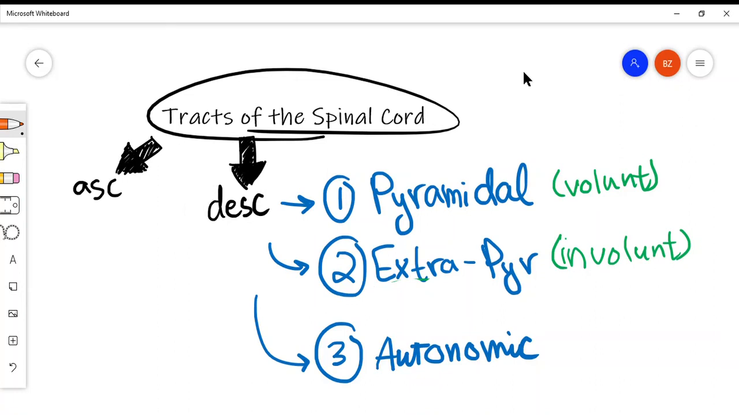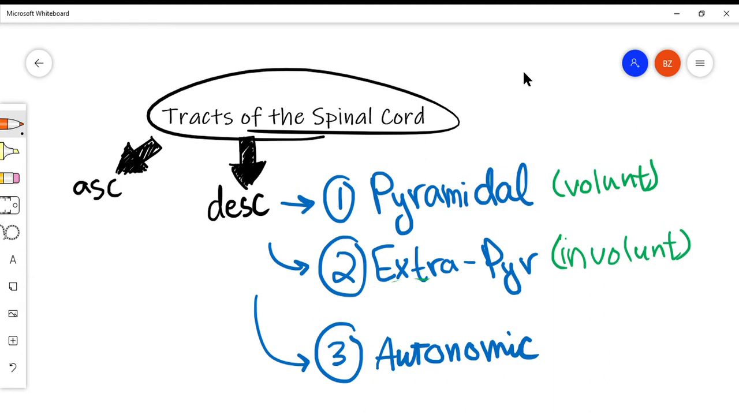Okay, so in this video I'll be explaining the descending tracts of the spinal cord that are found in the white matter of the spinal cord. So we already know that we have ascending and descending tracts. The ascending tracts are the sensory ones, which carry information from the outer environment to the human brain.